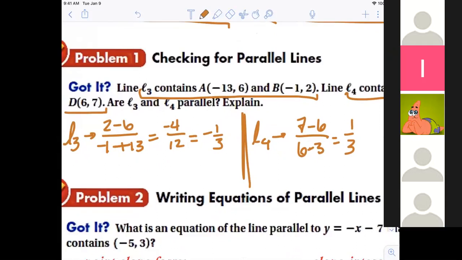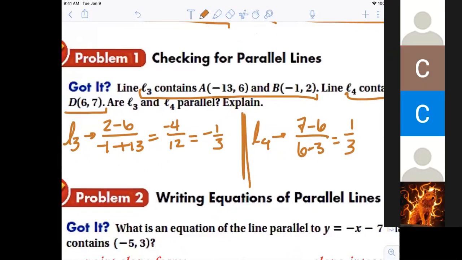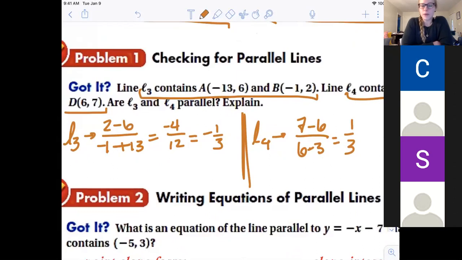All right, I found my slopes. Did you guys find yours? I got -1/3 for L3, and for L4, I got +1/3. Are those the same? Anybody with me today? Are those the same?